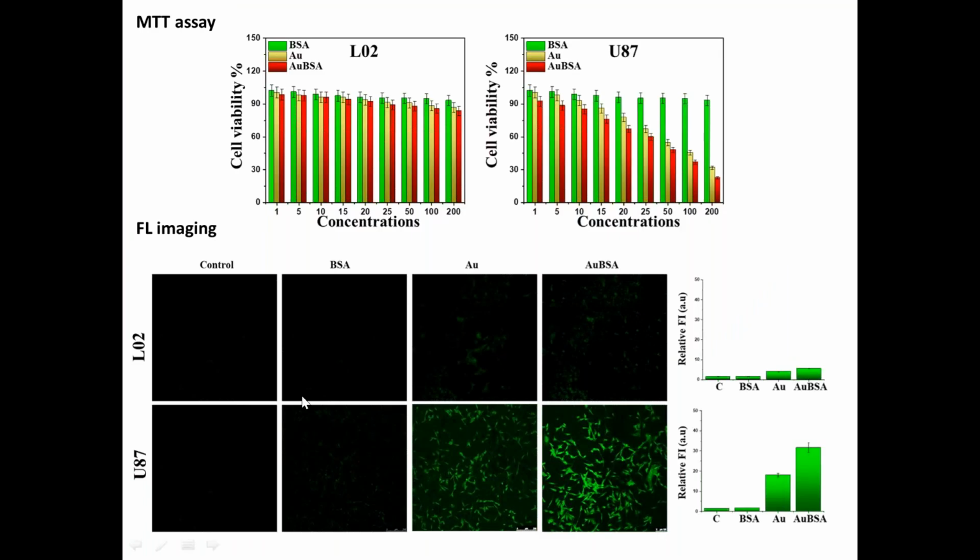Here are our results. First of all, we performed an MTT assay to check the toxicity of our substances like BSA, gold and gold BSA. We observed BSA is stable. It is not toxic, not for cancer cells, even not for normal cells. Gold is a little bit toxic for cancer cells, but it is not toxic for normal cells. But gold BSA is very toxic for cancer cells like U87 brain cancer cells, but it is biocompatible for normal, healthy cells.